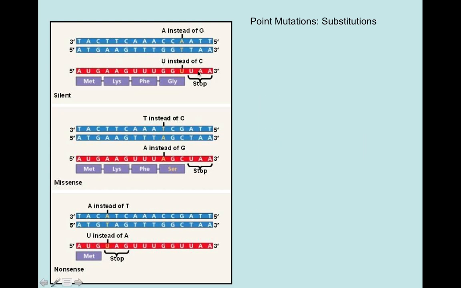All right, so here are our different types. A silent mutation had no change on it, where we changed an A instead of a G, but it still made my glycine, so everything was perfect. Here's a missense, where an amino acid's been swapped out. It was glycine, now it's serine, but everything else is perfectly fine. Here is the worst, when you have a premature stop codon. It's definitely going to be non-functional.